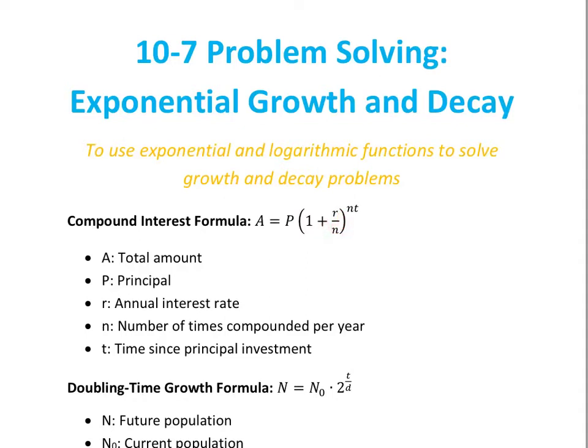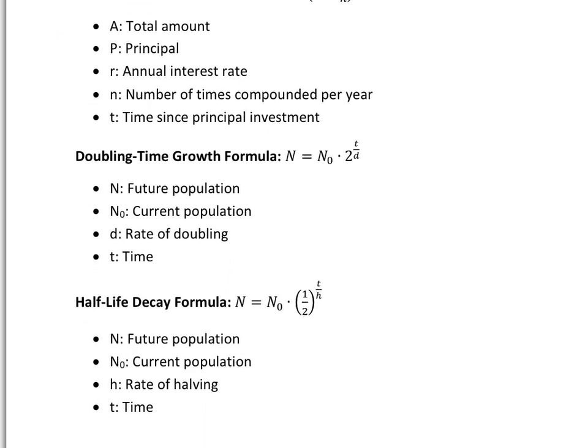So if I say annually, that's 1. If I say semi-annually, that's 2. If I say quarterly, that's 4. If I say monthly, it's 12. So you get the picture. To the nt power. The n is the number of times compounded per year, again, and t is the time since the principal investment. So obviously write that down.